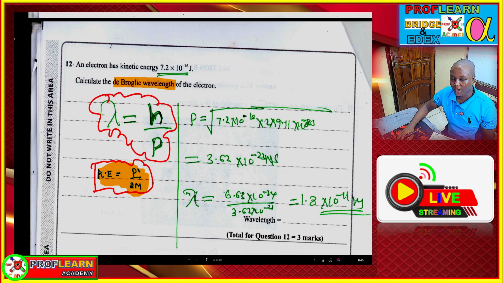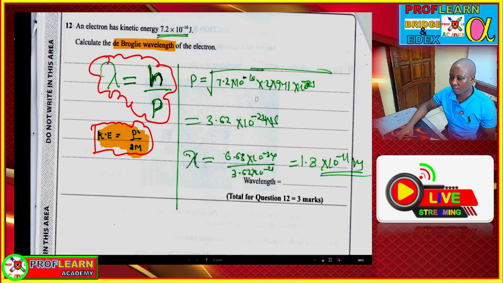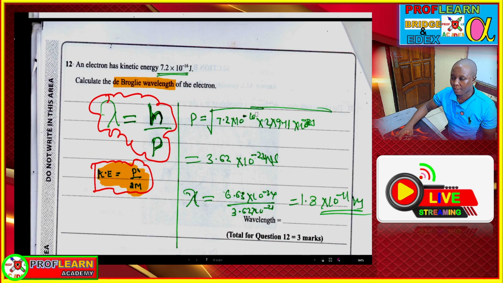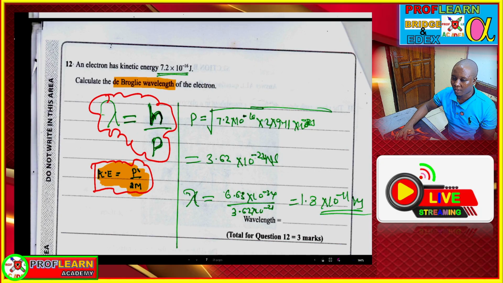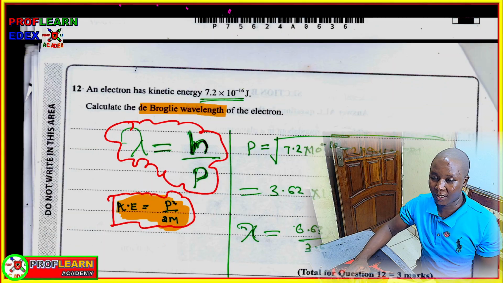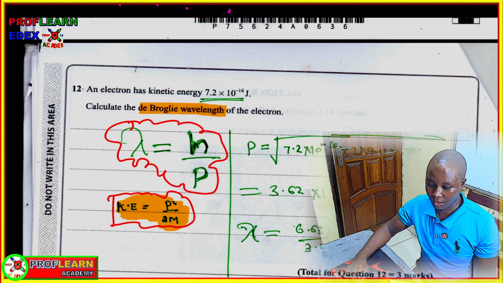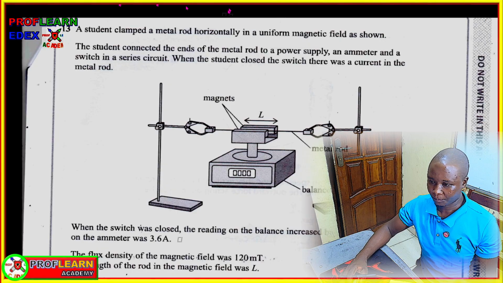And what is the de Broglie wavelength? This is the wavelength of particles which are actually moving. Particles, especially electrons that are moving, can behave as waves. At the same time, they can behave as particles. So this kind of equation, I'm very sure, is an area that examiners really love to test. They like testing this particular question.